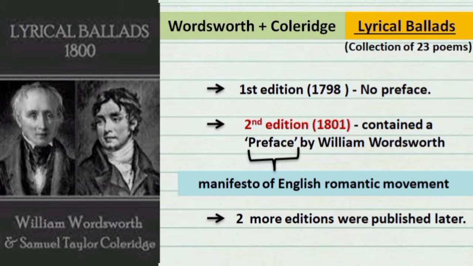Now let's see how romanticism was introduced into England. The 19th century writers Wordsworth and Coleridge felt that neoclassical writings were very artificial. So they both decided to introduce a new style of writing, and for this they made a collection of poems and titled it the Lyrical Ballads.